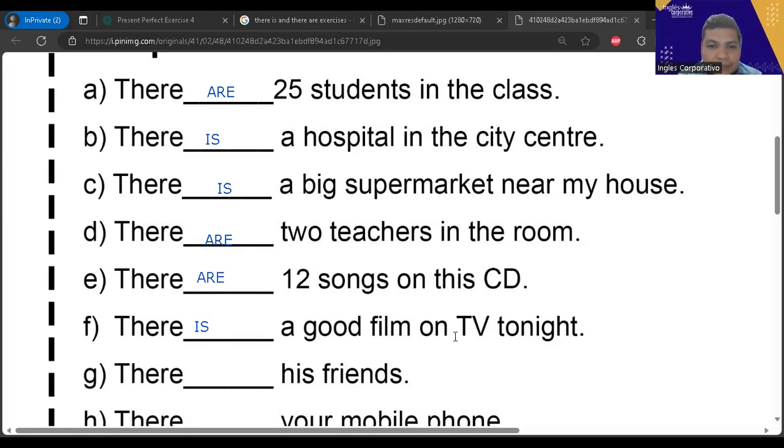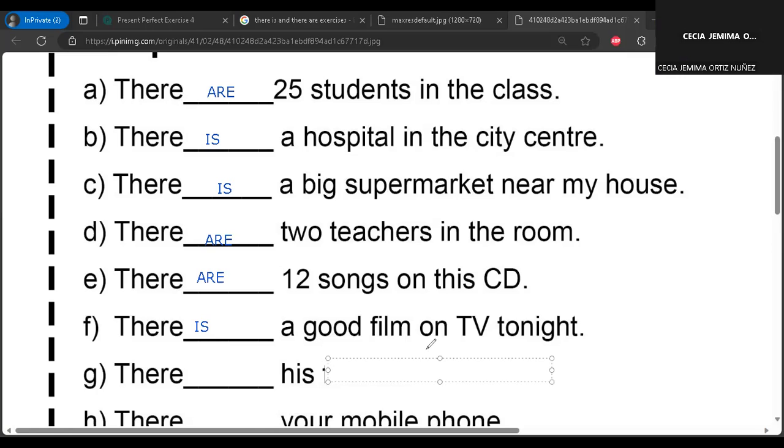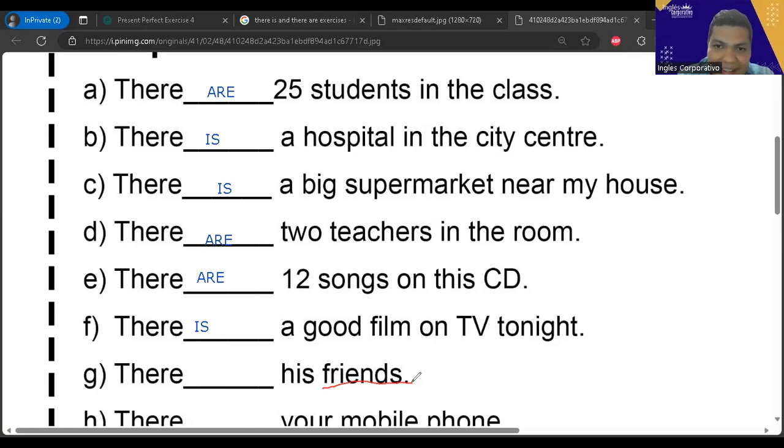What about the letter G? There is his friends. Vamos a ver. There is or there are? ¿Qué dicen? Is. Yo digo que votemos. ¿Qué les parece si votamos? Right, so vamos a crear una pequeña encuesta. There are his friends. Exactly, are, because it says here, look, friends in plural, like this one, you see? Yes, so those yes, teacher. Are, very good.